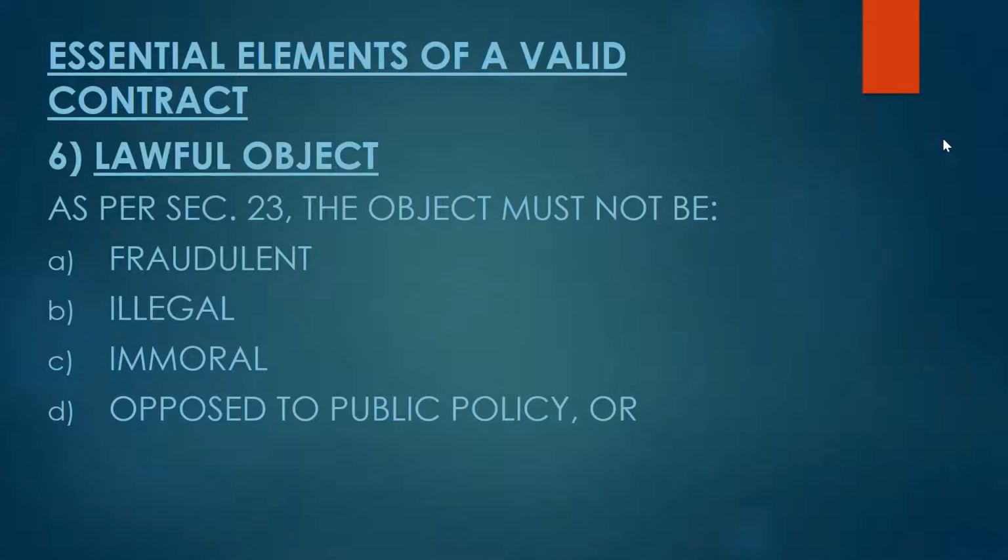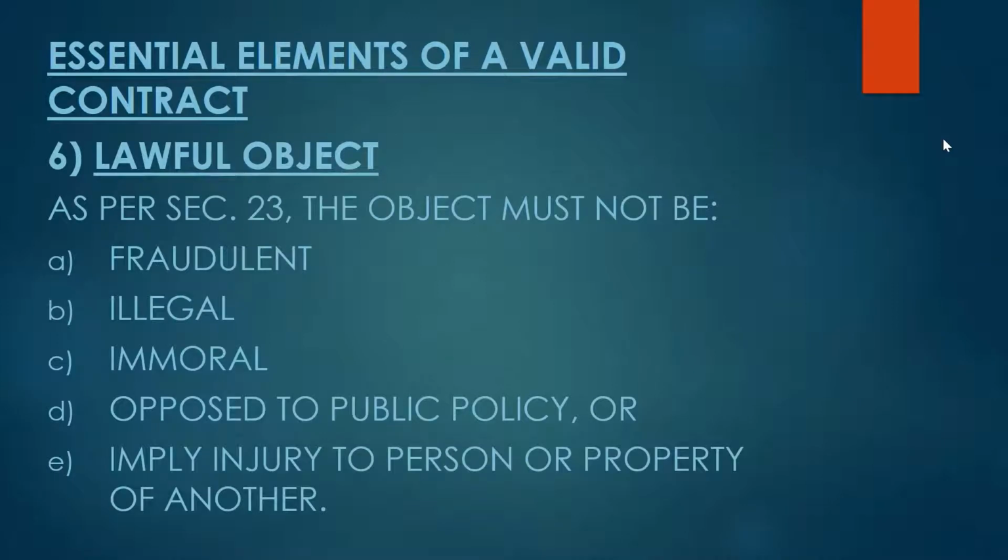For example, agreement in restraint of trade, or agreement in restraint of marriage, or an agreement to defraud your creditors is against public policy, as it is a person's right to trade as per his choice, or to marry as per his choice. You cannot restrict this right. So these kinds of agreements are called opposed to public policy. Again, the agreement should not imply injury to person or property of another. So if you agree to beat somebody, or you agree to break somebody's car, that is not a lawful object, right?